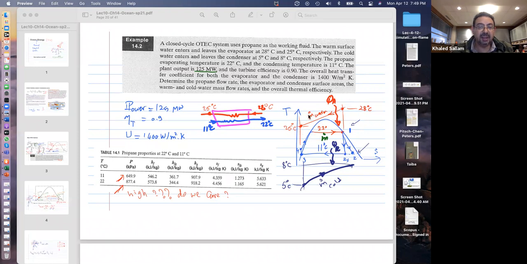So if I want to get this m dot, I will have to find this Q and say that Q is equal to m dot Cp delta T of the warm water, right? So both flow rates will come just from the first law of thermodynamics. M dot Cp delta T is equal to that Q.